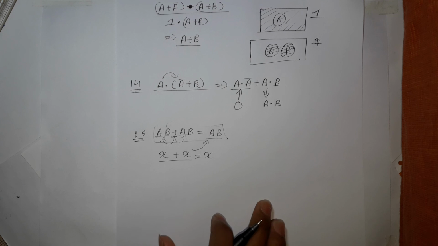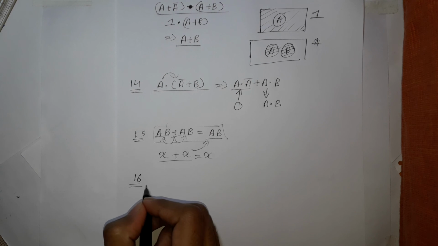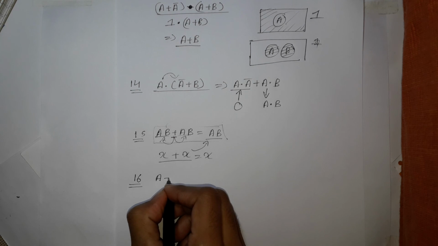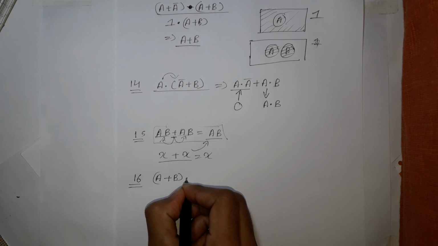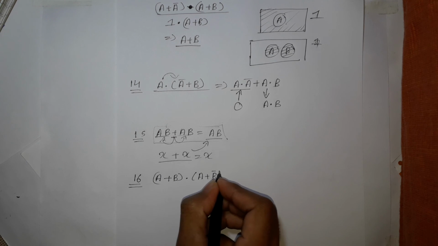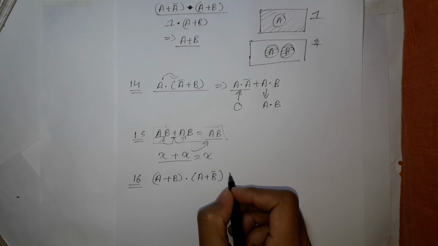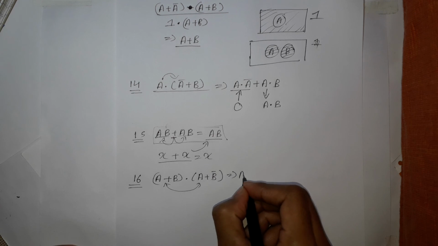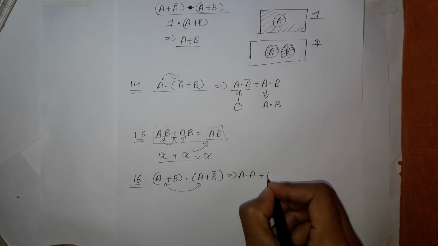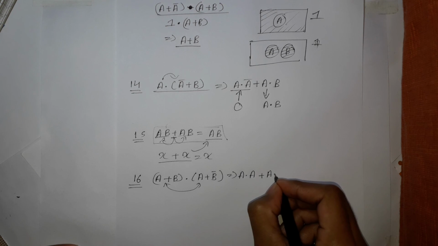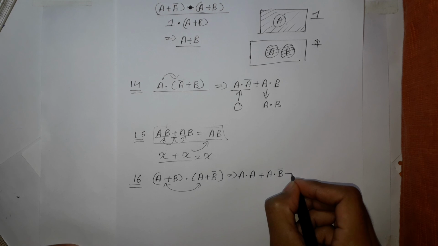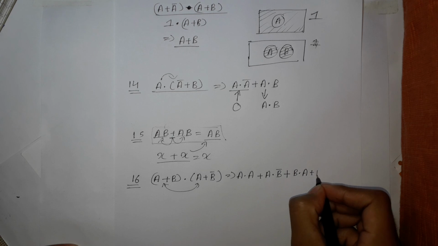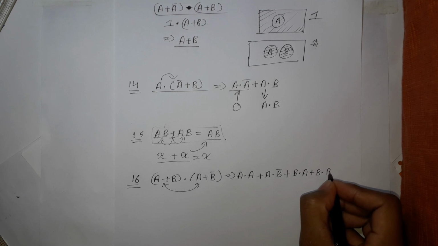Alright, so the next question, question number 16 and the last one for this video, is A or B dot A or B bar. Now how to solve this? We'll just distribute these brackets over these operators. So it will be A dot A or A dot B bar or B dot A or B dot B bar.